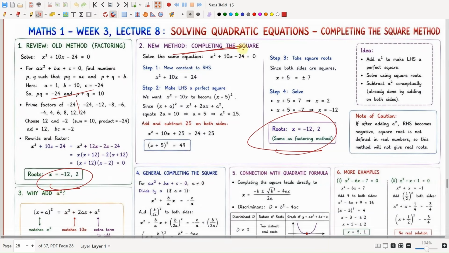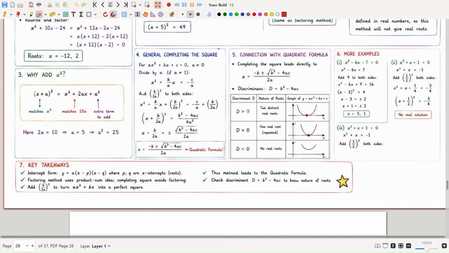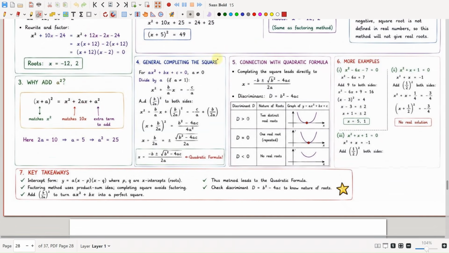You can use the method which is easier for you, which is suitable for you. And this is how we use the general completing the square method. When we generalize the completing the square method, you get an equation like this: x is equal to minus b plus or minus root of b square minus 4ac divided by 2a. This is what we call the quadratic formula.